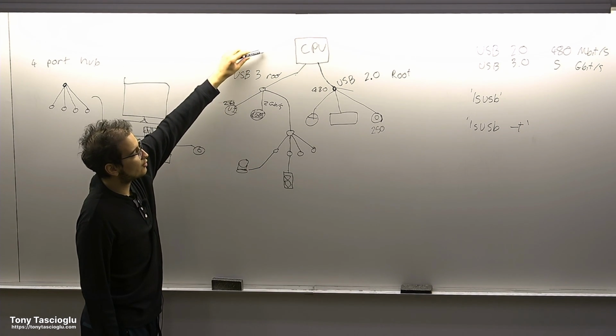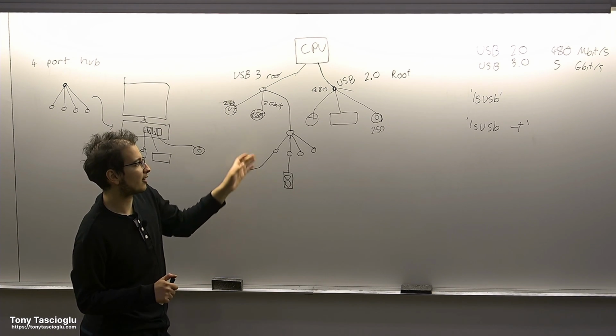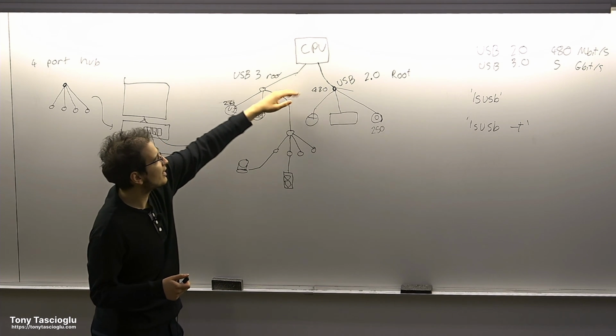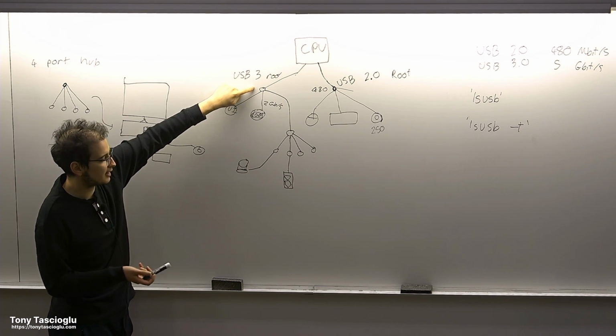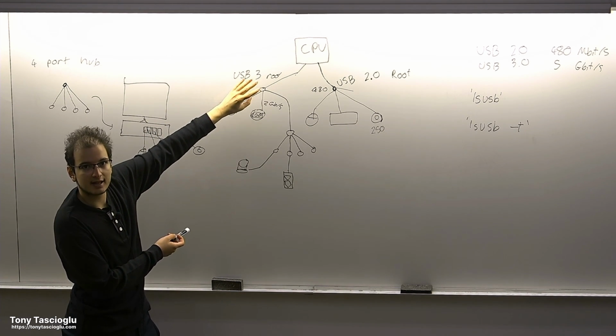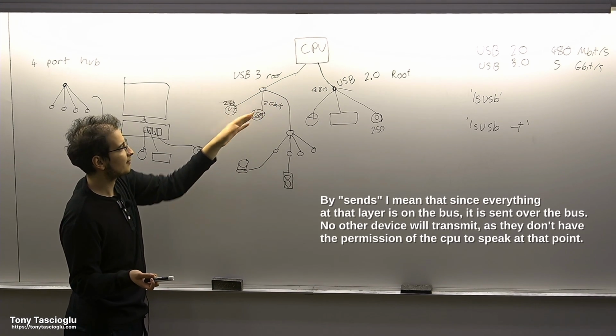The CPU knows that this is on the USB 3 route, okay? So it's smart enough to know that it's not going to send the data going to the hard drive over this route. It'll make its way up to the correct route that the device is on. But after this point, the CPU doesn't actually have a direct connection anymore to the hard drive. So what it does is it sends essentially the equivalent of a broadcast. It sends that data out to everyone.